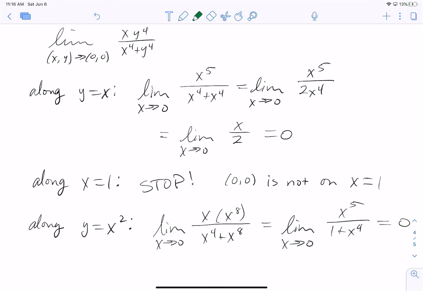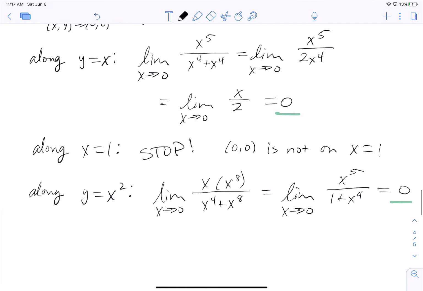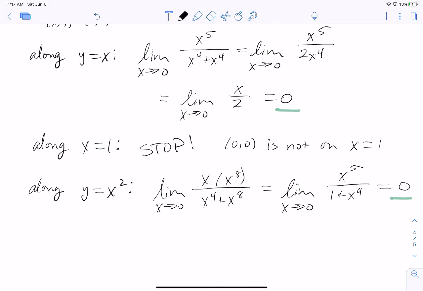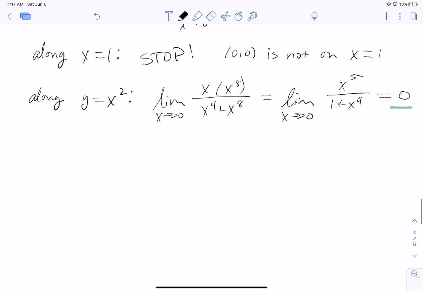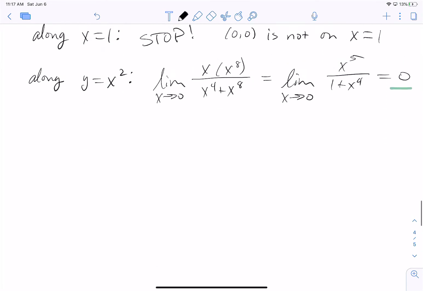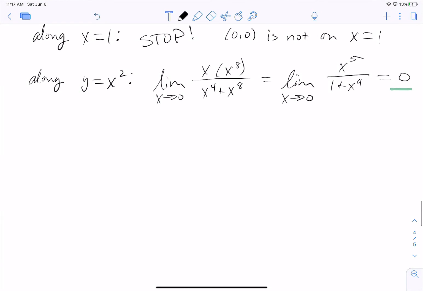We now have two instances of the answer, the limit is 0, and we start to suspect that the limit is 0. But since we have not yet tested along every single path, of which there are an infinite number, we cannot definitively conclude the limit is 0 yet. We will proceed using the squeeze theorem.